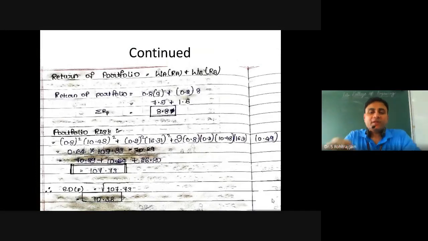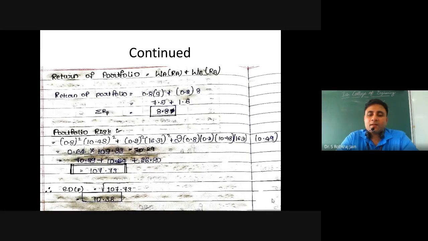You should be very careful. Even if you miss a single parameter, the entire answer will be wrong. So WA square means how much? 0.8 square multiplied by sigma A square. That means standard deviation of security A, that is 10.48 square, plus 0.2 square, that is weight of security B, multiplied by standard deviation of security B, 16.31 square, plus 2 into 0.8, which is weight of security A, multiplied by weight of security B, multiplied by standard deviation of A, multiplied by standard deviation of B, multiplied by correlation coefficient, which is equal to 0.49, right? So if I calculate all these, students, I get how much?